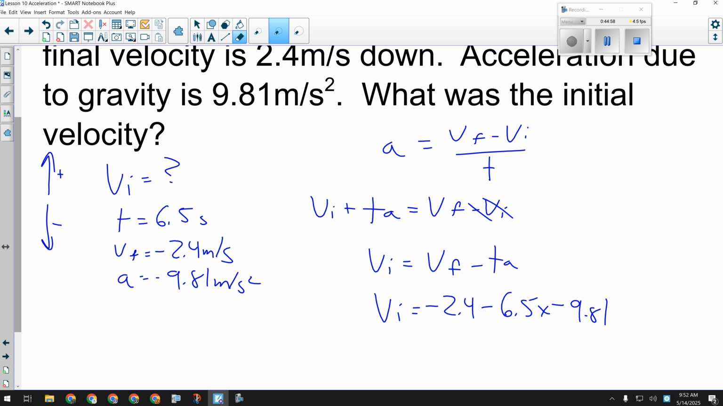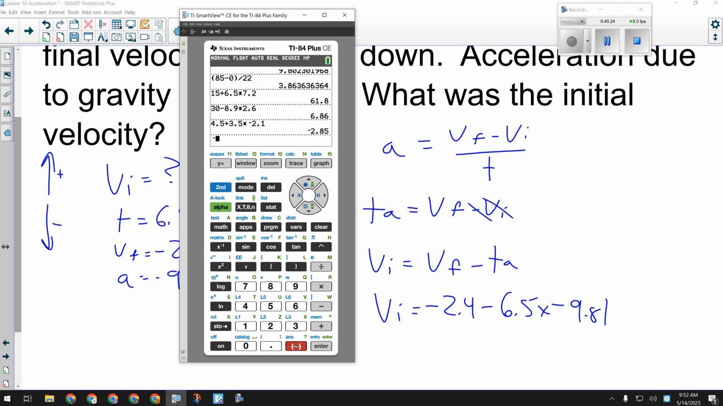If I go minus and then I'm subtracting this, and one of these is negative, am I going to be subtracting a negative? I am, because 6.5 times negative 9.81 is going to be a negative number, and then I'm subtracting that from negative 2.4. Am I going to get a fairly big positive number here? Good, that means that I'm doing this right, because it did say it was thrown up in the air. So negative 2.4 minus 6.5 times negative 9.81.